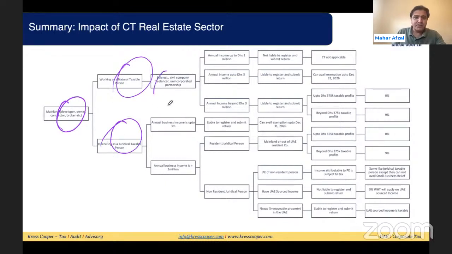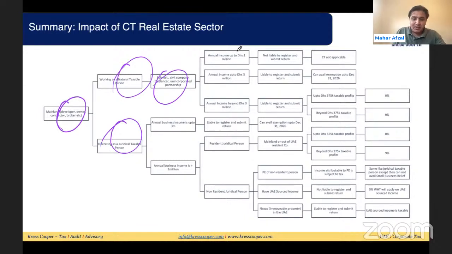If they're working as a natural person, civil company, sole establishment, freelancer, or unincorporated partnership, it doesn't matter. They may be in the free zone, out of the free zone, anywhere across the globe. The important thing is, are they doing any business in the UAE or not? If they are doing business, they will be considered resident for these purposes.